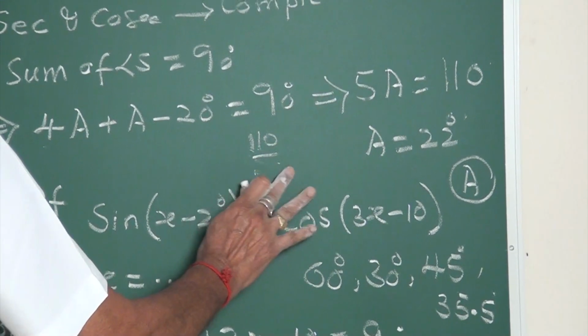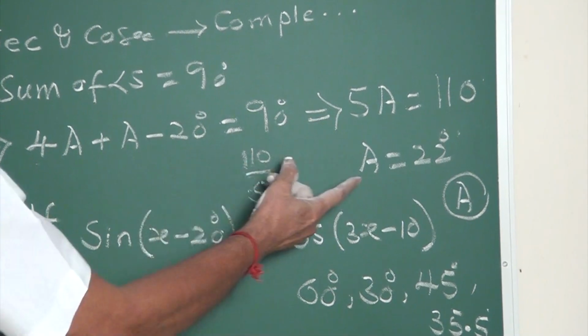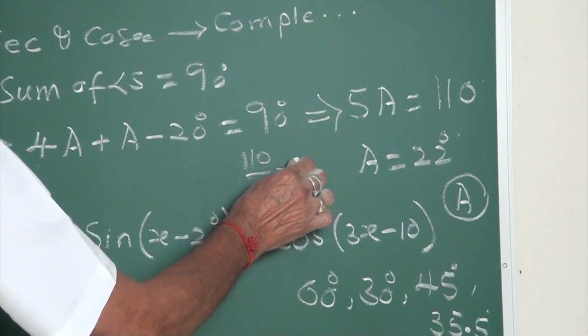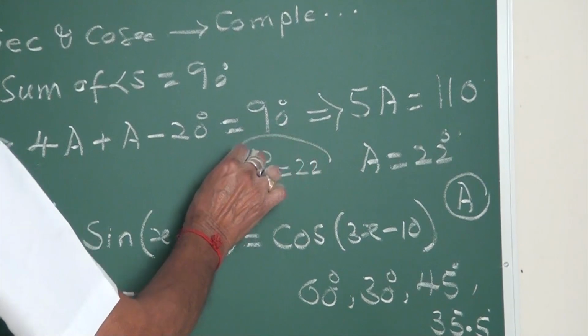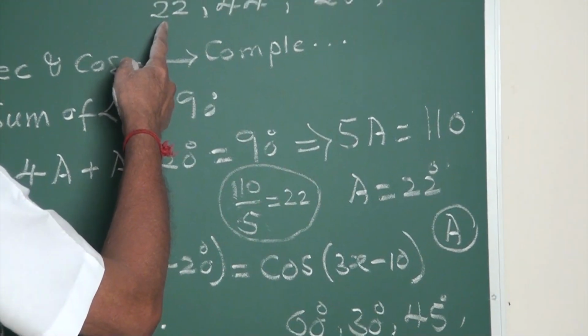110 upon 5 is 5 into 2 is 10, again 5 into 2 is 10. It is 22 degrees, my friend. Which option is the answer? A is the option.